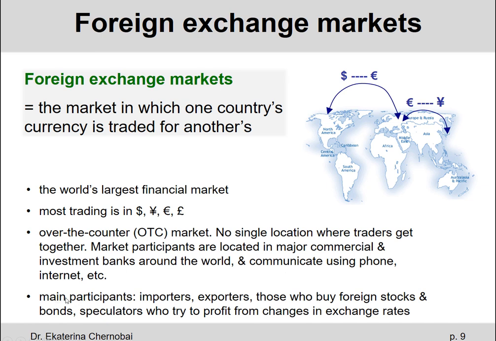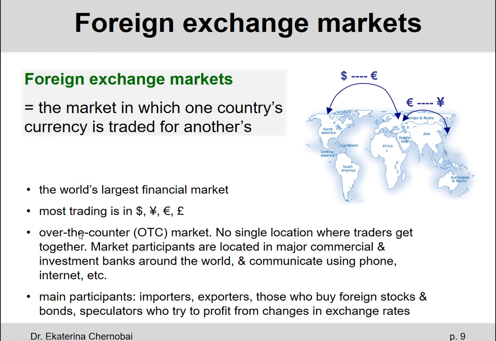They are importers, exporters, so different companies that focus on importing and exporting stuff. People who buy foreign stocks and bonds, speculators who try to profit from changes in exchange rates. It's also travelers, people who travel overseas, who go to a bank to exchange one currency to another. So all these are different participants. And all these different participants communicate on the internet, so the currencies can be exchanged on the internet or on the phone, in many different ways.